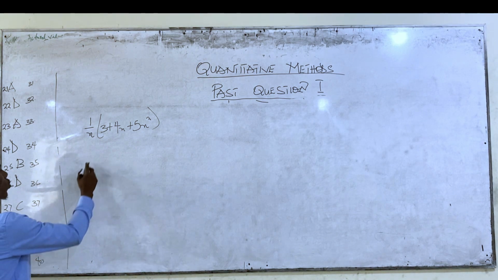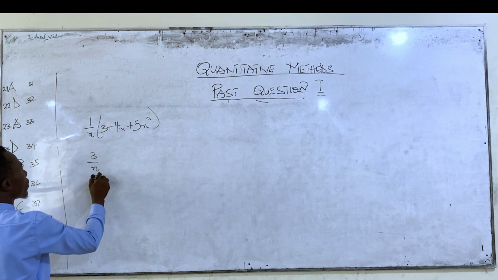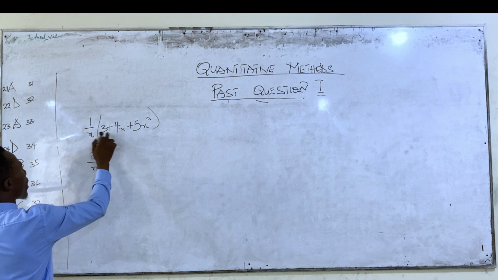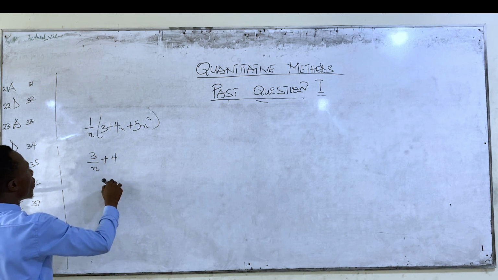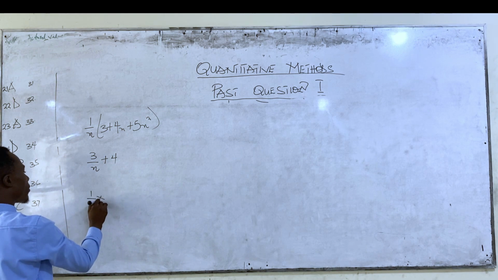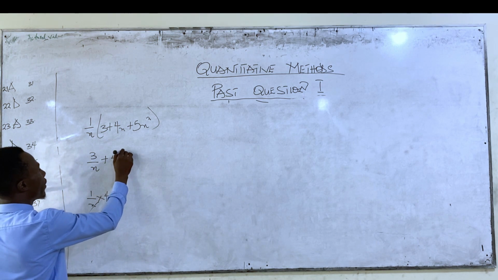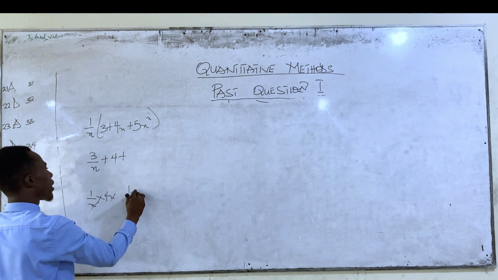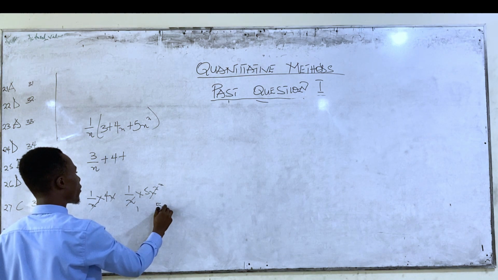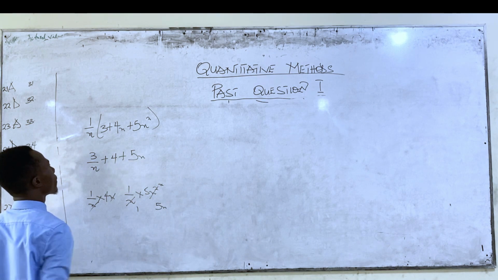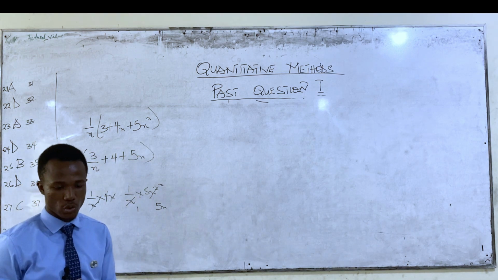So here we are just going to expand the brackets. We say 3 times this will give you 3 on x. Plus 4 times this one will cancel out this, right? So you are going to get 4. 1 over x times 4x, so this x will cancel out this x. So 1 times 4 is 4. Then 1 over x times 5x squared. This one goes here 1, it goes here x. So you are going to be left with 5x. Now we have been able to expand the brackets. So this is what we are going to differentiate.